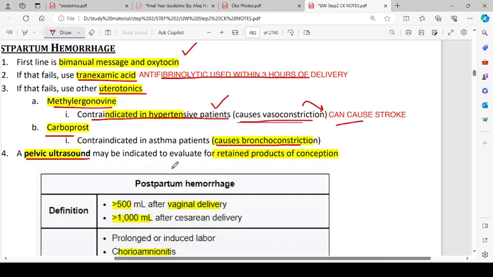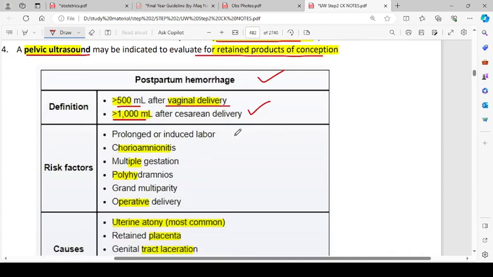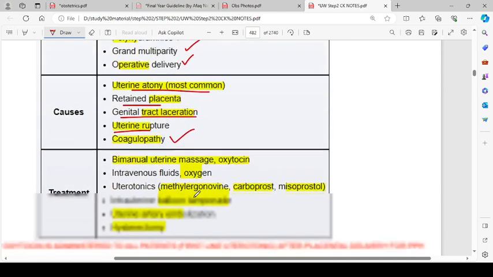A pelvic ultrasound may be indicated to evaluate the retained product of conception. Postpartum hemorrhage definition: more than 500 ml blood after vaginal delivery and more than 1000 ml blood after cesarean delivery. Risk factors are prolonged or induced labor, chorioamnionitis, multiple gestations, polyhydramnios, grand multiparity, and operative delivery. Causes can be uterine atony, which is the most common cause, then retained placenta, genital tract laceration, uterine rupture, coagulopathy.